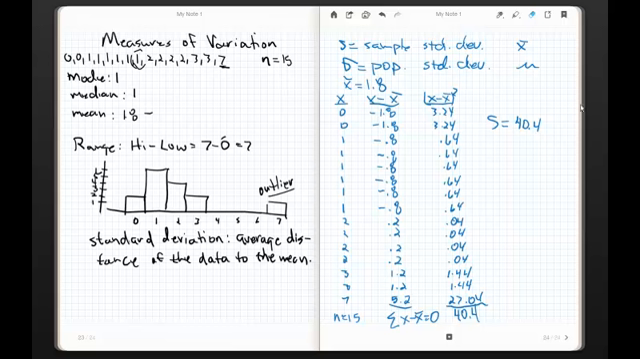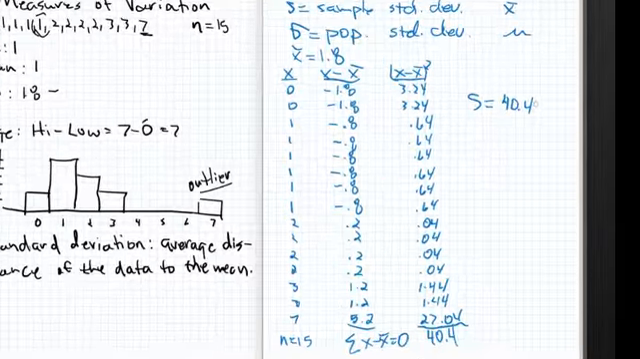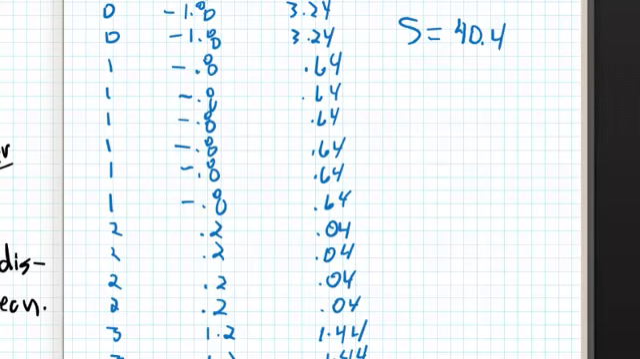Which is the sum of the squares of the distances. And I'm going to divide it by n minus 1. Now we're going to have an extended conversation about this n minus 1. But think of n minus 1 as being, what's the best way to describe this?